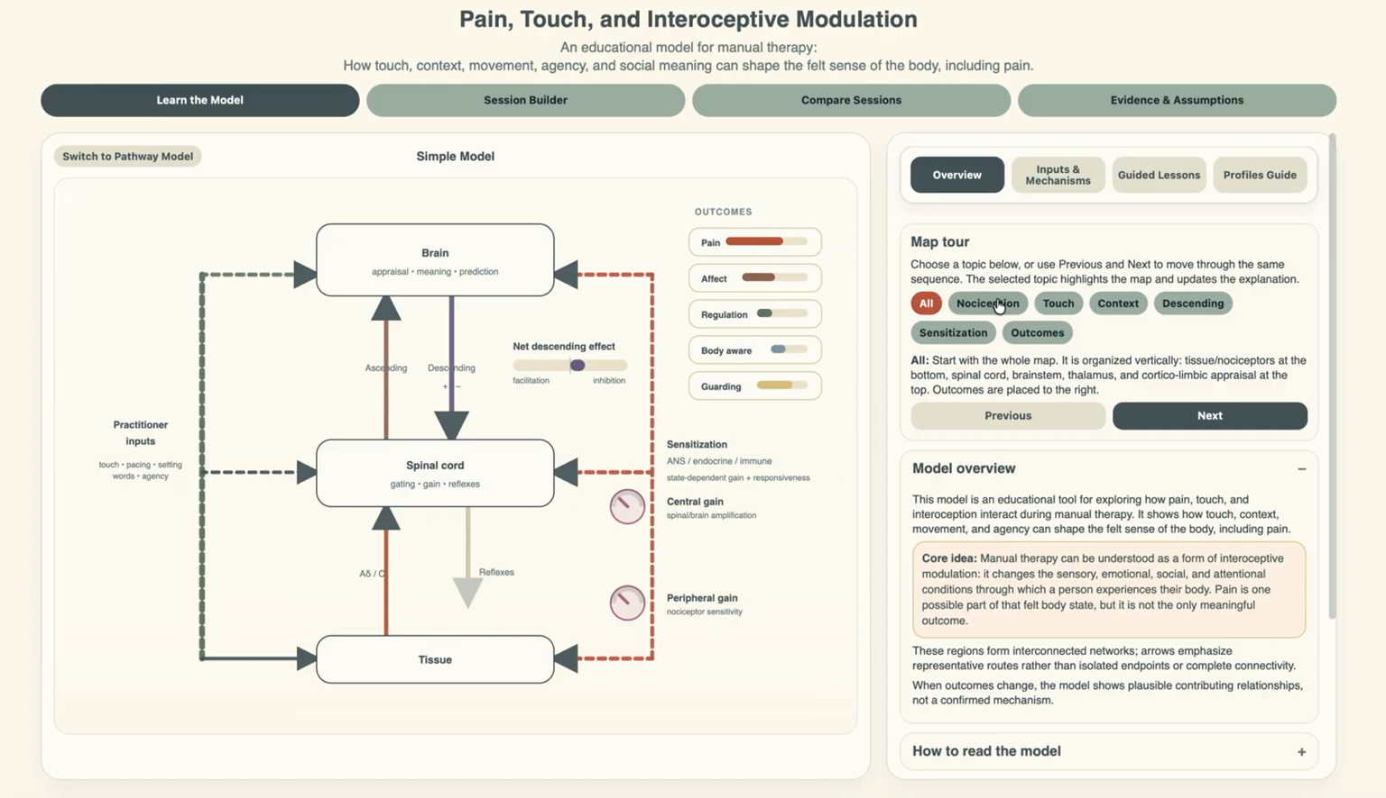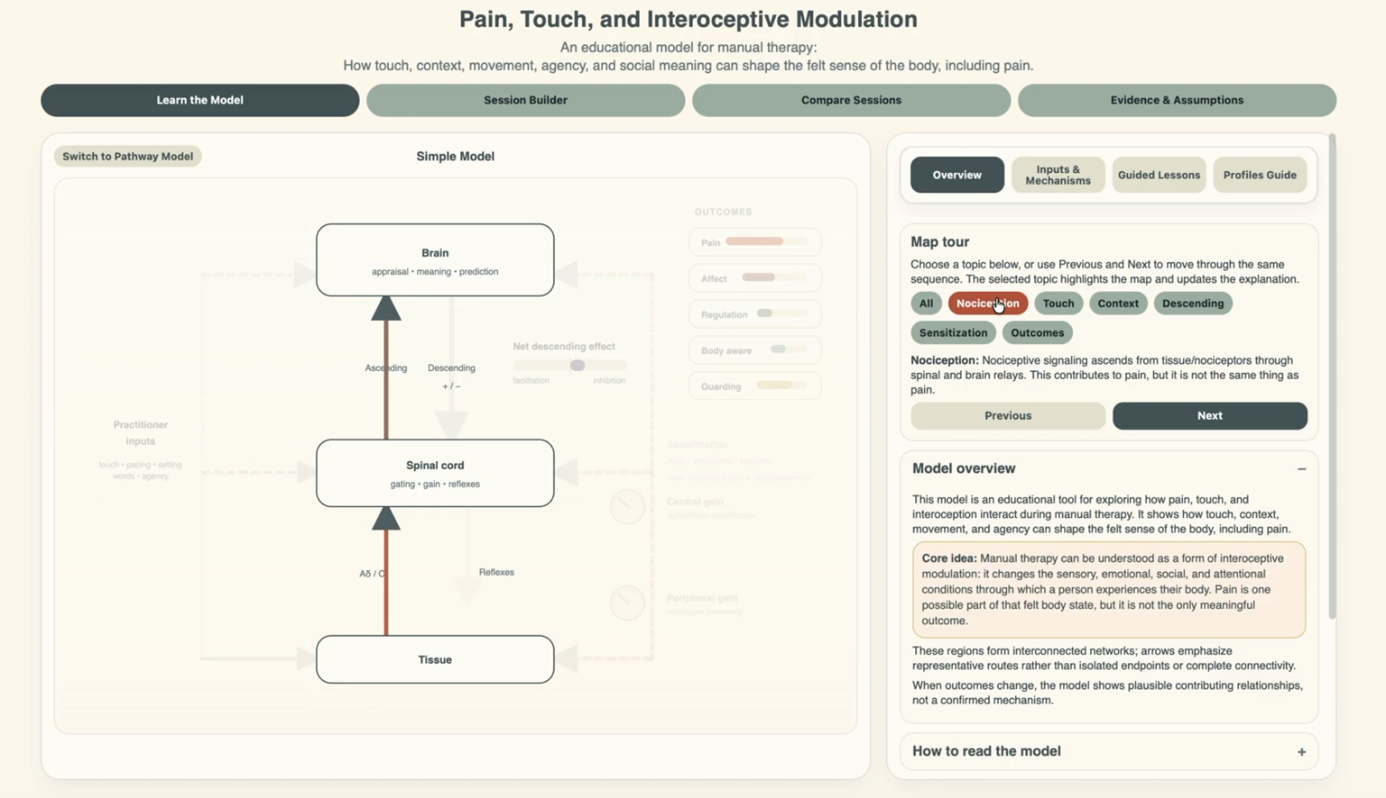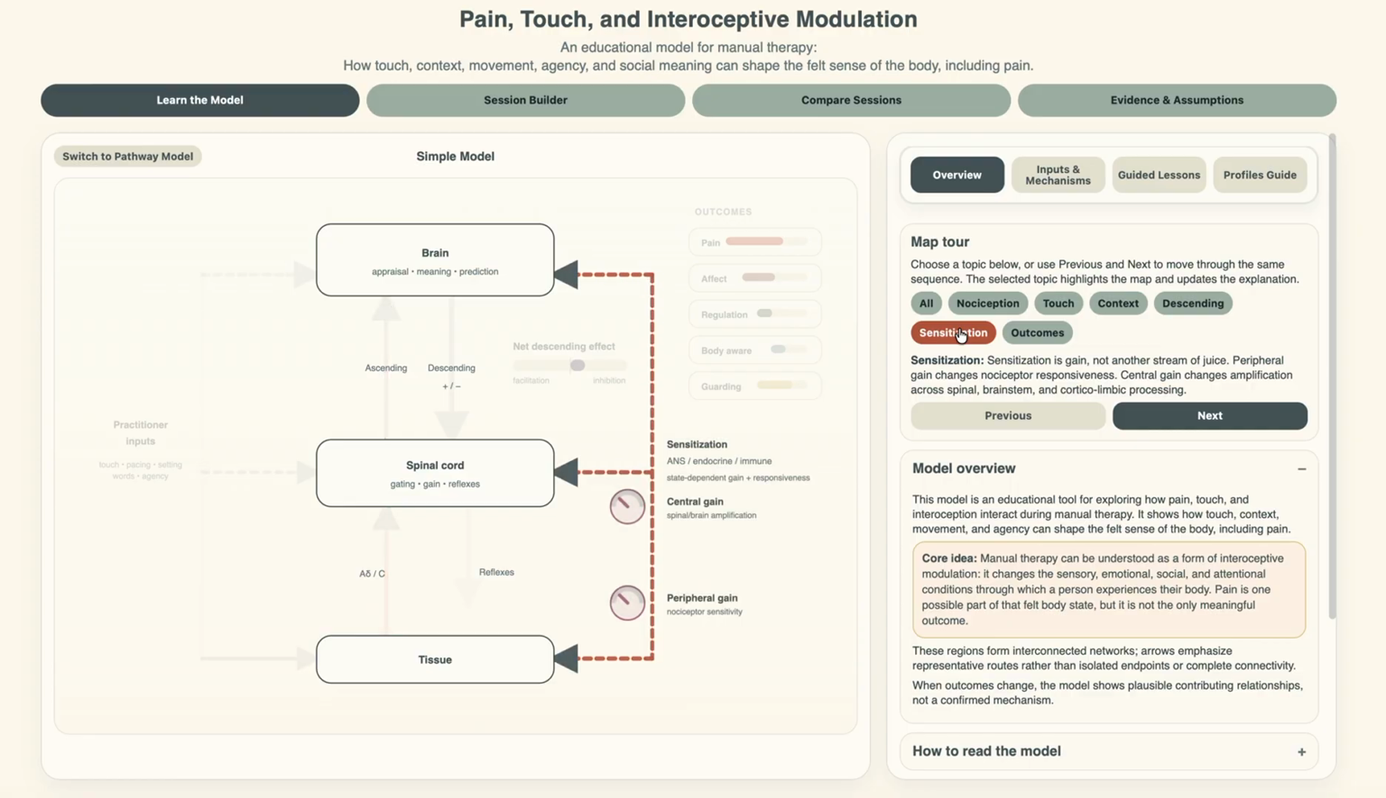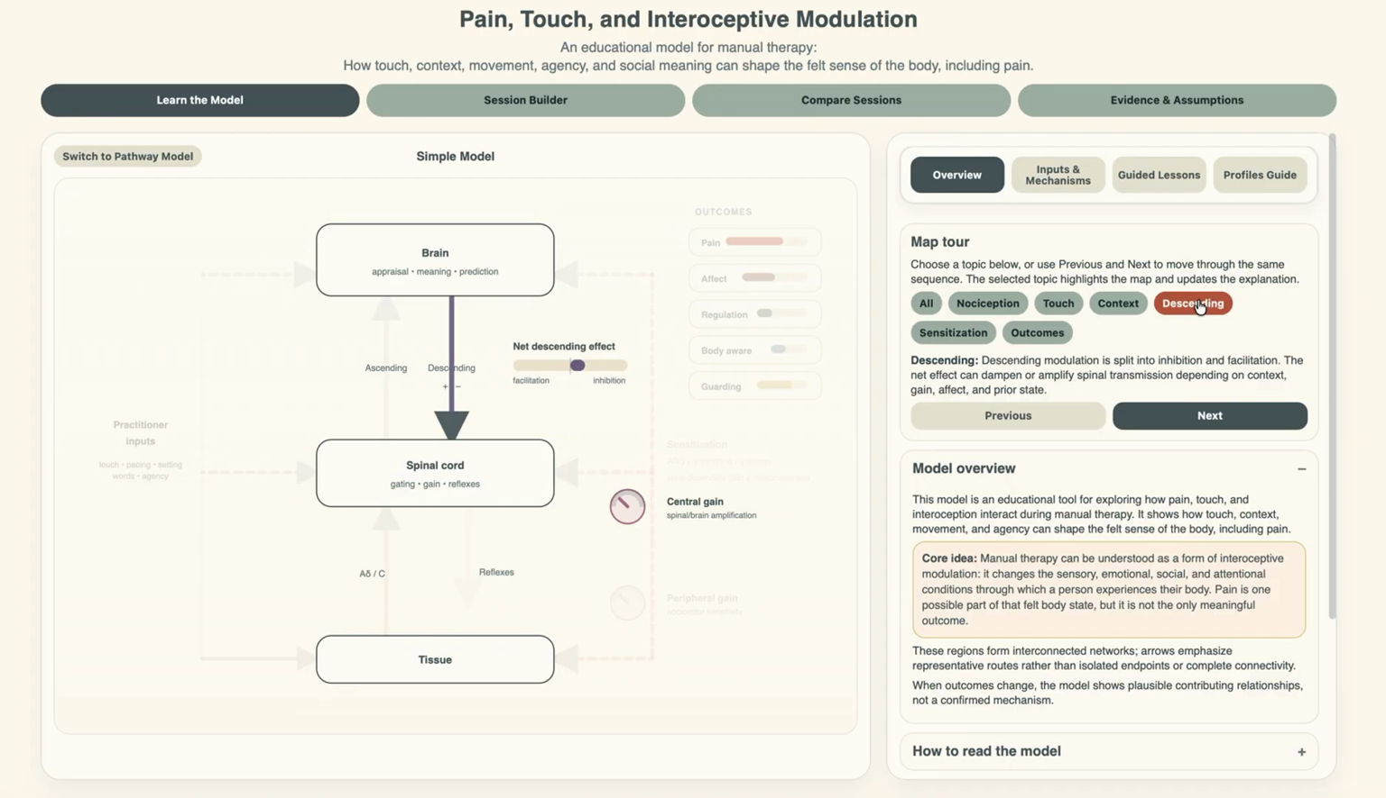At the simplest level, nociceptive information enters from the periphery and is processed by the spinal cord and brain. But the amount of nociceptive input is only part of the story. Peripheral and central sensitization can amplify the response. And the brain isn't just receiving information, there are also descending pathways that can inhibit or facilitate nociceptive processing.